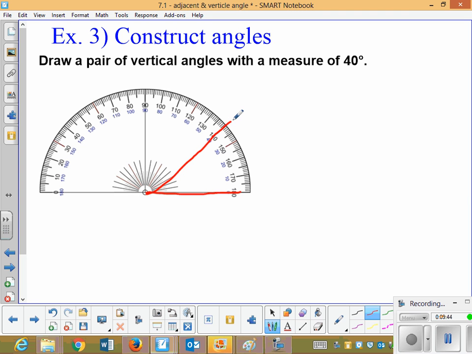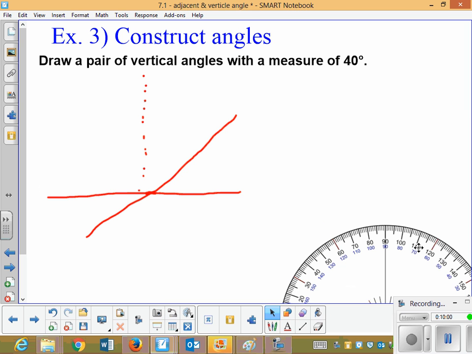Now if you don't have a protractor, you can always estimate. Since you know that this is 90, half of 90 is 45, you can estimate that this line will be 40. Now to make a vertical angle, I would just simply extend this line and extend this line. I'm going to go ahead and remove this. And there we go. We have our vertical angle. Now you might not have a protractor at home to do this. That's okay. Again, you can always estimate the drawing. Okay? There you go. And these are vertical angles.